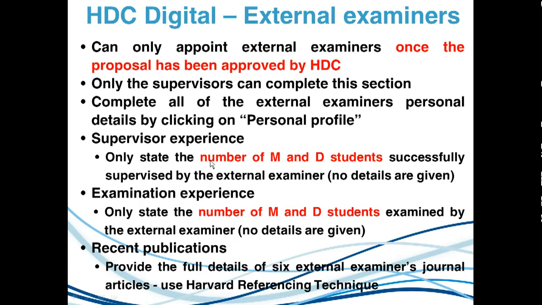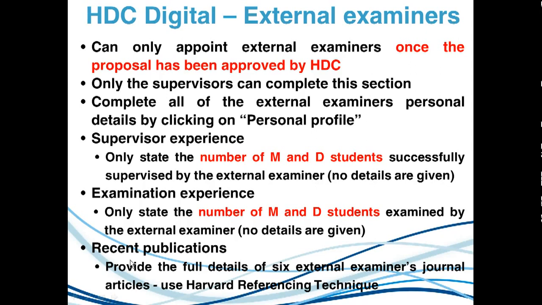Only the numbers. So if they've supervised 1 D student and that is successfully, in other words, finished supervising, and 5 masters, that's what you put. 1 doctorate, 5 masters. If they've examined 2 doctorate and 10 masters, then you put 2 doctorate and 10 masters. Do not provide the students' names and details. We don't want that, and we'll send it back to you to do that. Sometimes we're kind and we actually count the number and fill it in for you, but that is just making our meetings longer.